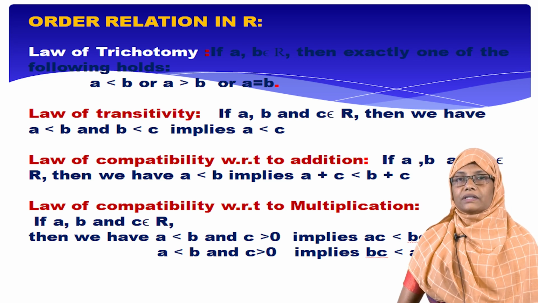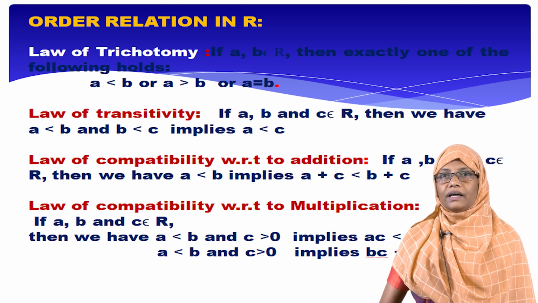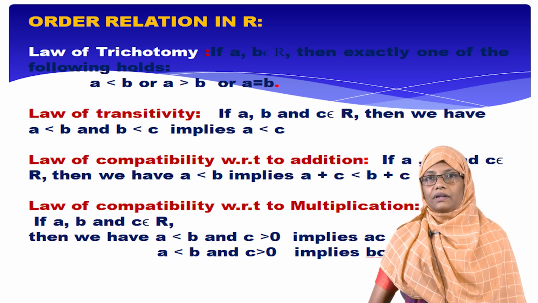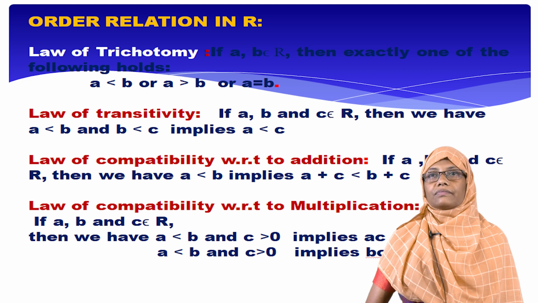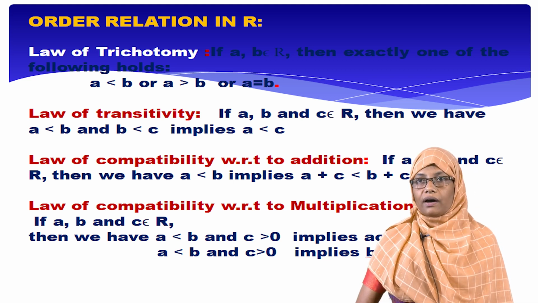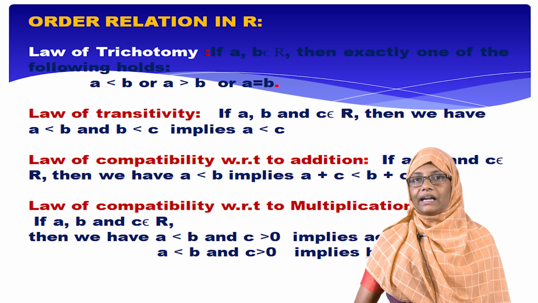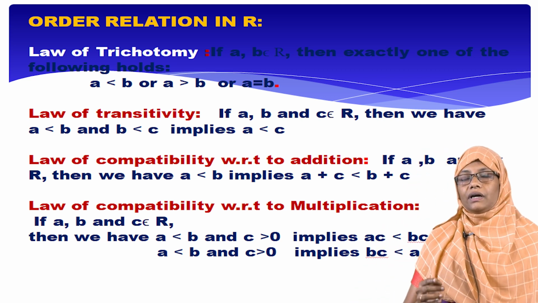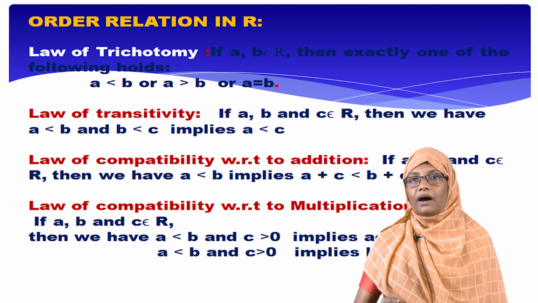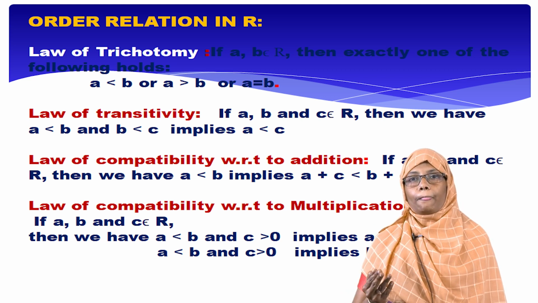The next topic is order relation in R. The first relation is law of trichotomy. If a, b belongs to R, then exactly one of the following inequalities holds. Suppose a is less than b or a is greater than b or a equal to b.